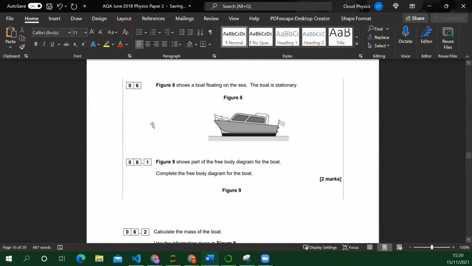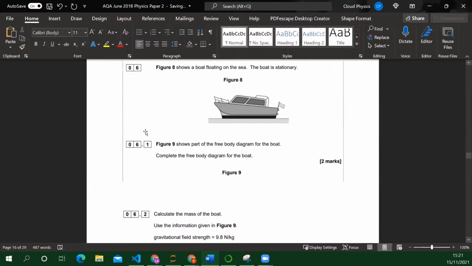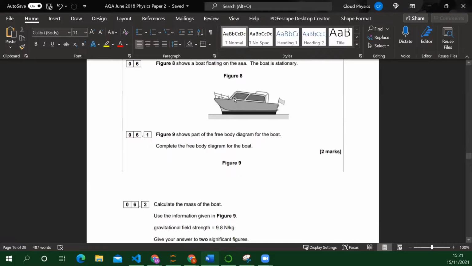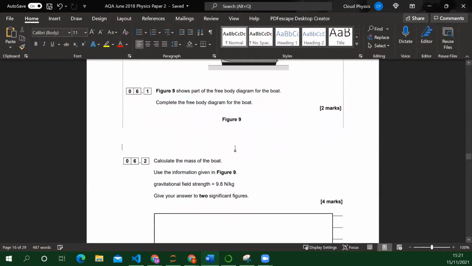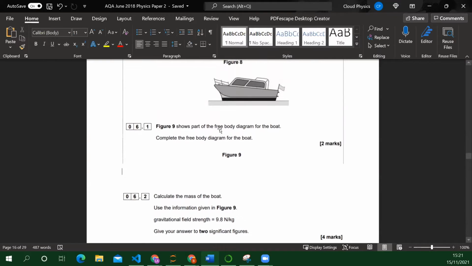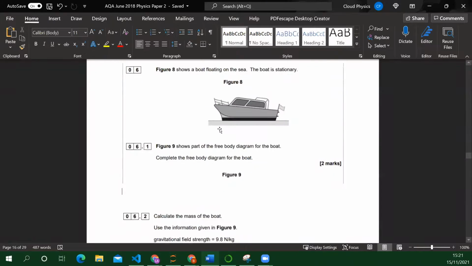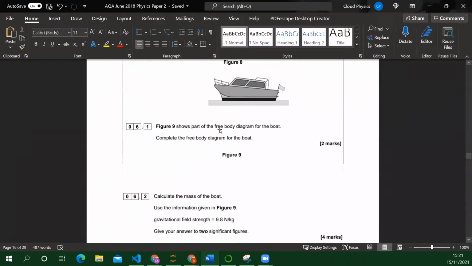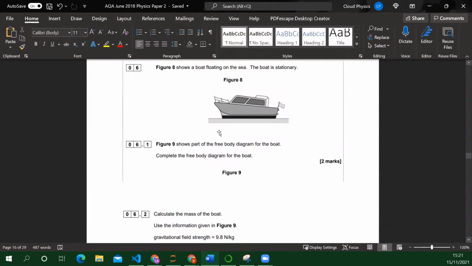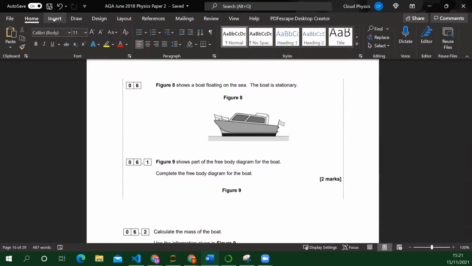Okay, number 6, moving on. Figure 8 shows a boat floating on the sea. Okay, the boat is stationary, it's not moving. Figure 9 shows part of the free body diagram for the boat. Complete the free body diagram for the boat. So we could just draw it on here.